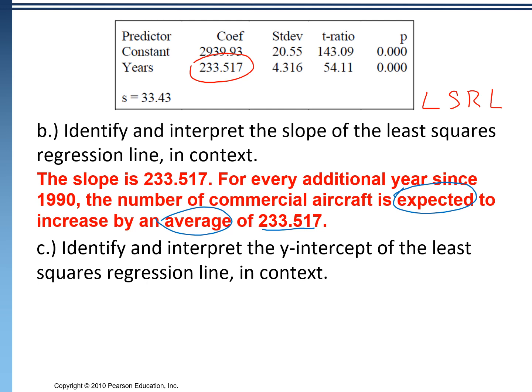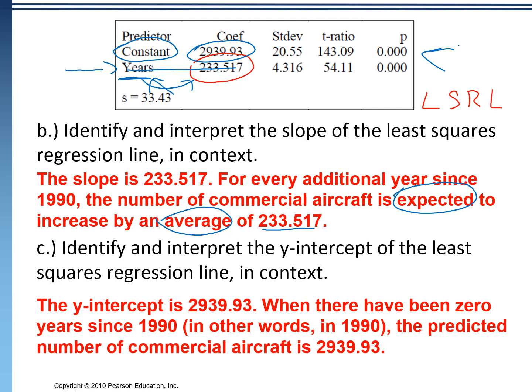Identify and interpret the intercept. The intercept, actually, let's backtrack a bit. Everything on this line is about the slope. This is the explanatory variable, and we're predicting the number of commercial aircraft. The constant is the intercept. Everything on this line is about the intercept. This number right here is the actual intercept, and that's the value that we would get when we zero out this explanatory variable. So if we were to plug 0 in for the number of years, since it's being multiplied by the slope, these end up disappearing, and we get that y-intercept.